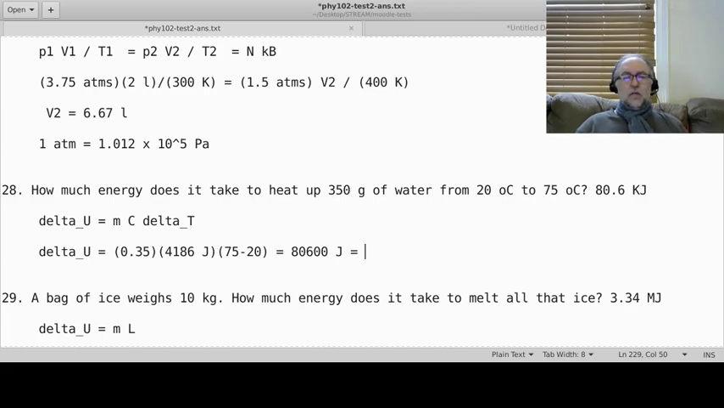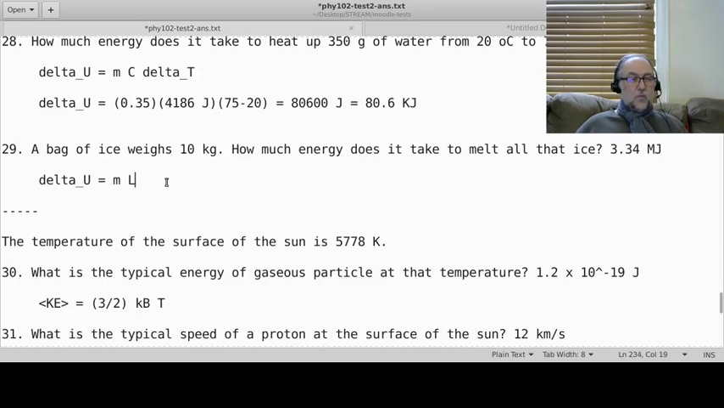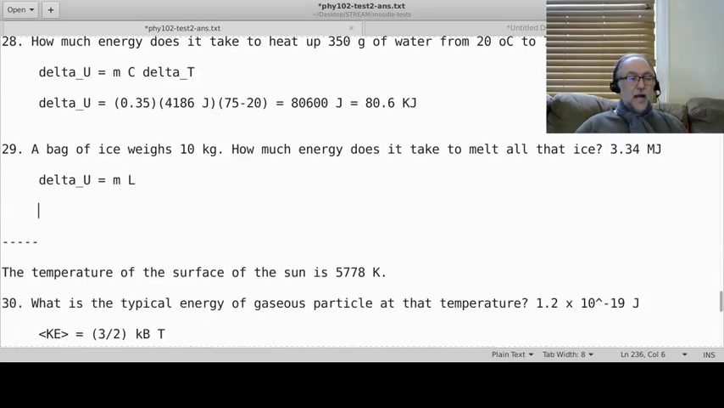You say how much energy is in this food, and it might say like 100 calories, but it might actually give it to you in kilojoules. So kilojoules is a pretty popular unit, and you should be able to convert between joules and kilojoules, and so the answer is 80.6 kilojoules. Now the next one, number 29, is actually a phase transition.